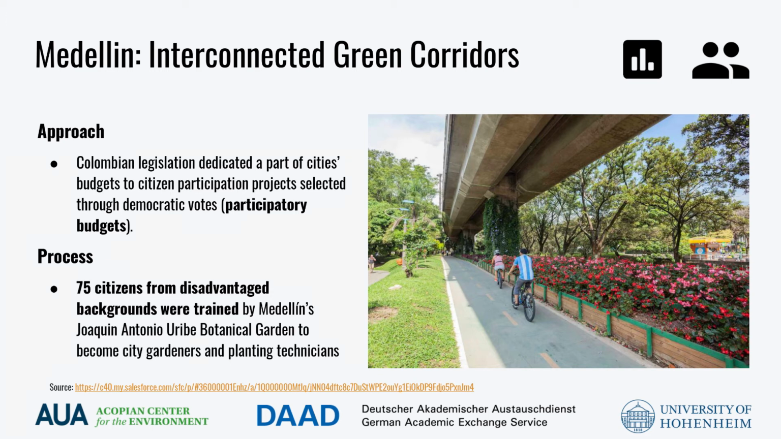The project that got a popular mandate from the citizenry was a project called the Interconnected Green Corridors. The proposal was to train citizens from disadvantaged backgrounds to become city gardeners and to create extensive urban green spaces. As a result, 75 citizens from disadvantaged backgrounds were trained by Medellin's Joaquin Antonio Uribe Botanical Garden.